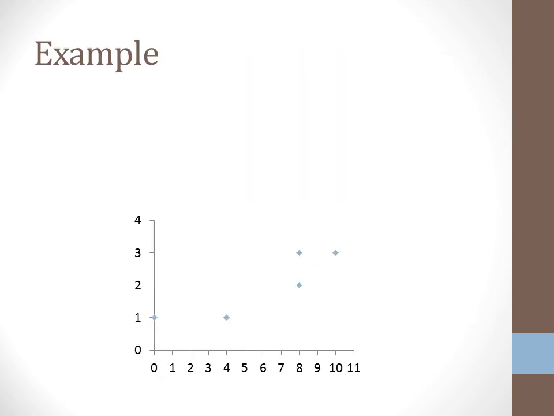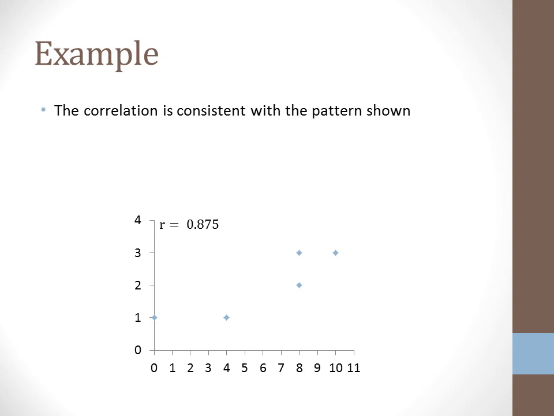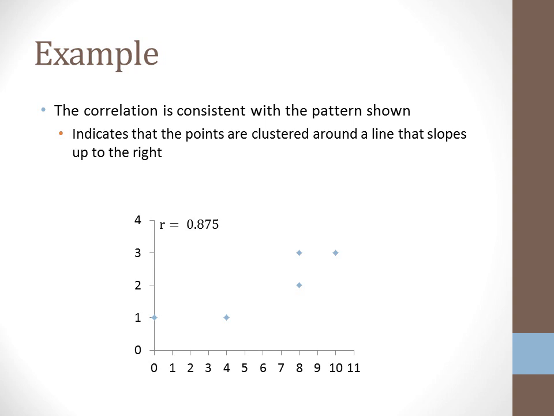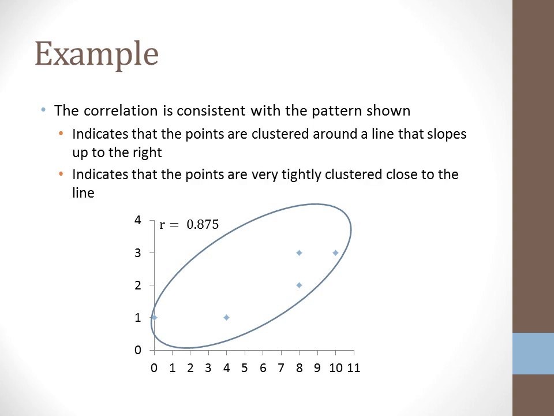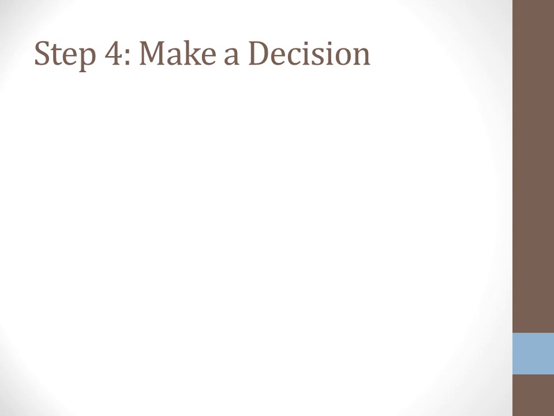So now we go ahead and graph the example, and our r is 0.875. And this correlation is consistent with the pattern that is shown. If you think back to the beginning of the example, we predicted the correlation is a strong positive correlation somewhere around 0.8 or 0.9. So this indicates that the points are clustered around the line that slopes up to the right. If you were to draw a line here, you could see that it follows the path of the slope. It indicates that the points are also very tightly clustered and close to the line.